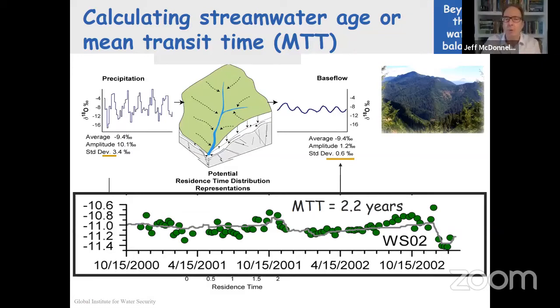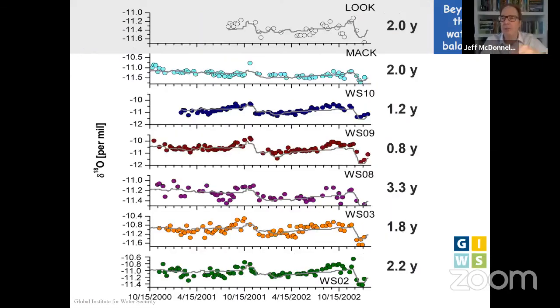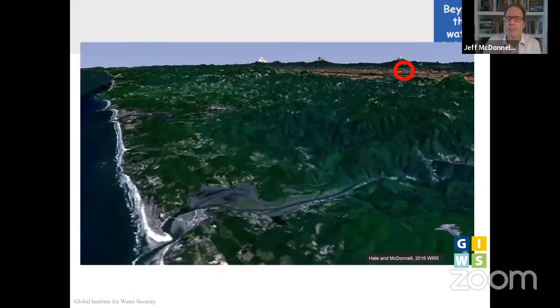So now we're going to do this for all of those streams you saw on the map. You don't need to know too much about this other than we did the same technique. And on the right-hand column, you see the range of ages from just under 1 year to just over 3 years. And the question now is, okay, we understand the age range of these waters. How do they scale? We thought initially that they would scale where the bigger the watershed, the older the water. So here's the watershed up here on the right on this Google Earth image.